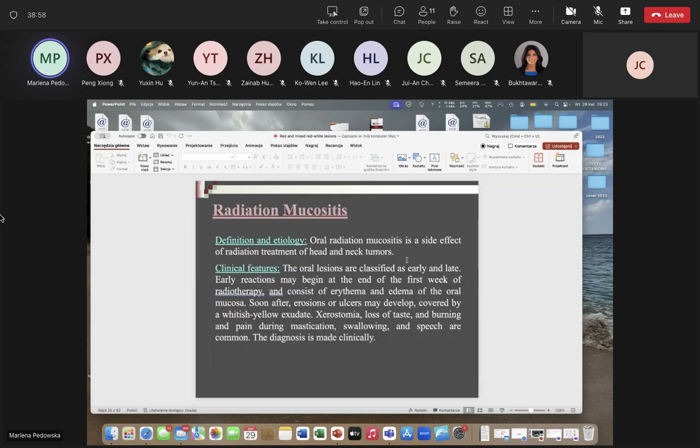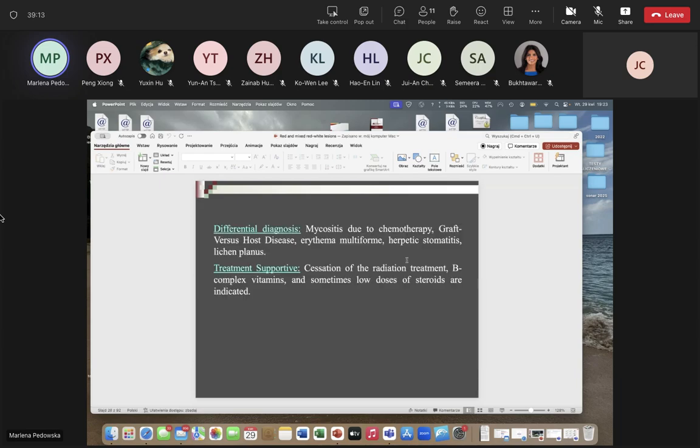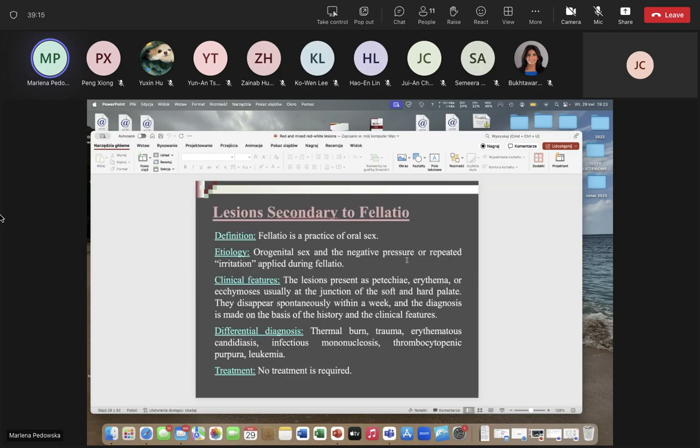It can be noticed as dryness and thinning of the mucous membrane, and then we can have some painful erosions and ulcerations, and then it can worsen, and the patient may have trouble with drinking, swallowing, and eating, and then sometimes it's very difficult to function. So the patient has to be in a coma.